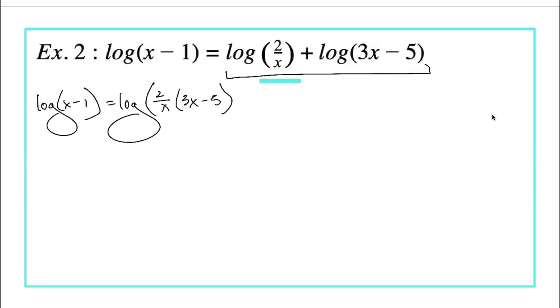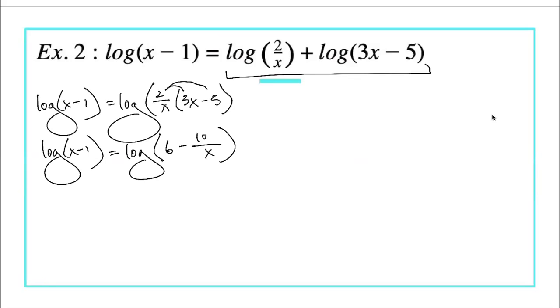Okay. Now, while I'm here, I'm going to go ahead and distribute this to both terms there. So 2 times 3 gives me 6, but then there's an x on the top and an x on the bottom, so that's going to make the x's go away. And then the second term is going to be 10 on the top and x on the bottom.